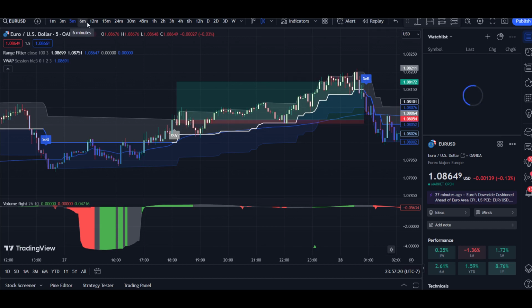For the 5-minute, you're going to be getting in and out of trades pretty rapidly. But if you try this on the 1 hour, I would say it's probably more accurate and the trades will be larger, but they will occur less frequently.